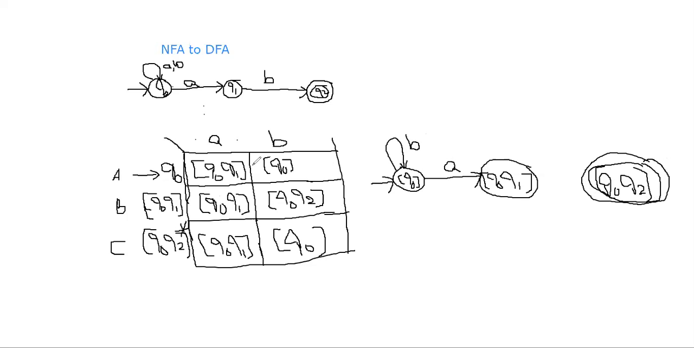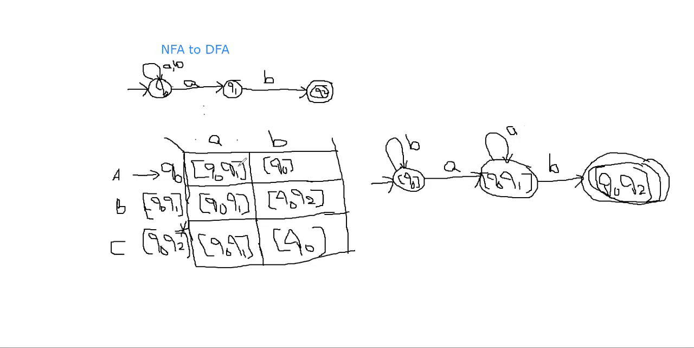Then Q0 Q1 on A is Q0 Q1. Represent it like this. What is Q0 Q1 on B? Q0 Q1 on B is Q0 Q2.